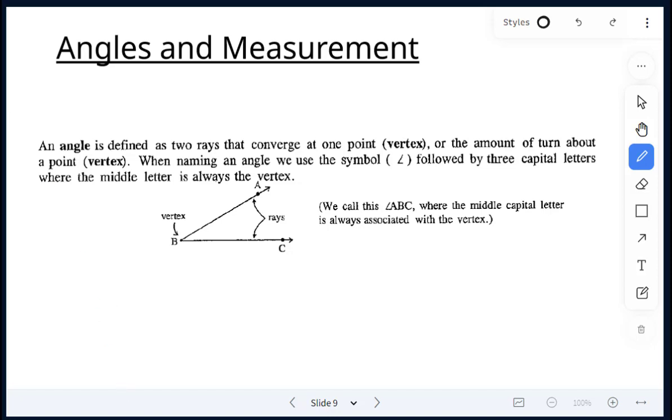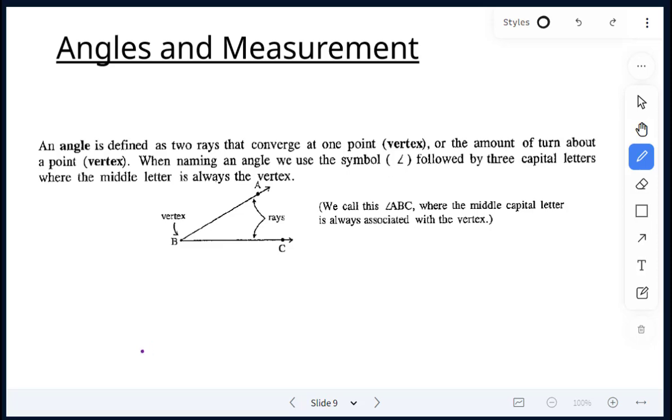All right, so we get into angles and measurement next. An angle is defined as two rays. Here is one ray, and here is the second ray, two rays that converge at one point. This point here is called the vertex. That's what an angle is defined as, or it's the amount of turn about a point, which is the vertex.